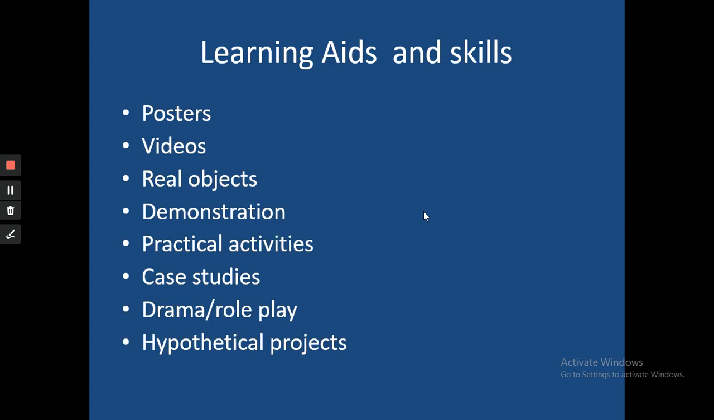For learning aids and skills, you can add all of these, or maybe just focus on one, two, or some. Posters, videos, real objects, demonstrations, practical activities, case studies, drama, role play, or hypothetical projects are some of the learning aids and skills which you can use for the training program.